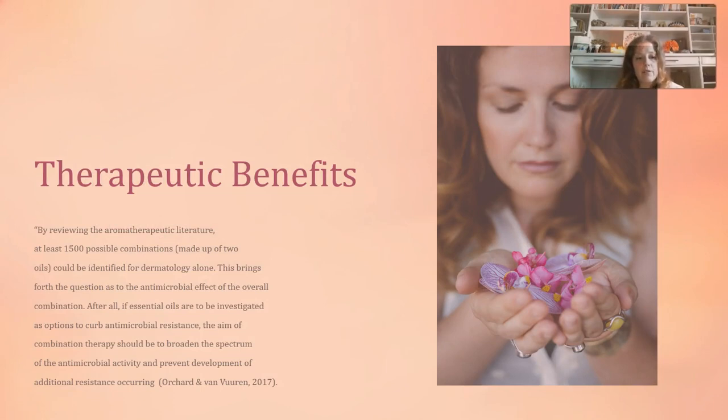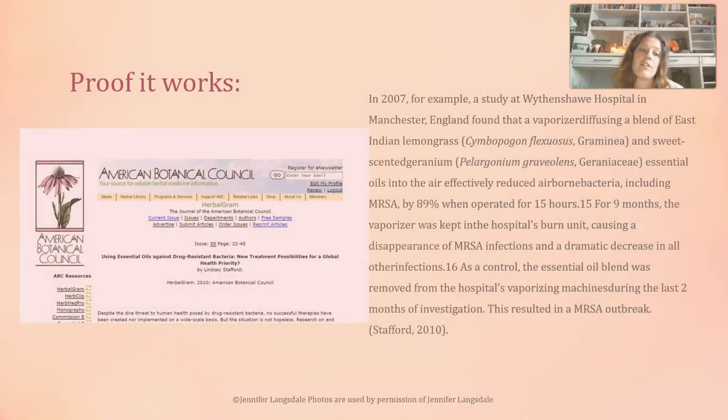So one other quote I wanted to share with you is that by reviewing the aromatherapeutic literature, at least 1,500 possible combinations made up of 2 oils could be identified for dermatology alone. This brings forth the question as to the antimicrobial effect of the overall combination. After all, if essential oils are to be investigated as options to curb antimicrobial resistance, the aim of combination therapy should be to broaden the spectrum of antimicrobial activity and prevent development of additional resistance occurring.